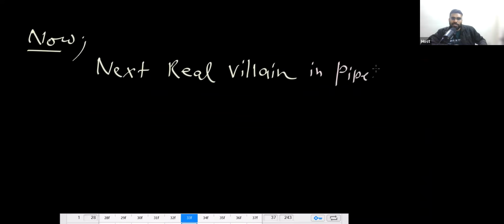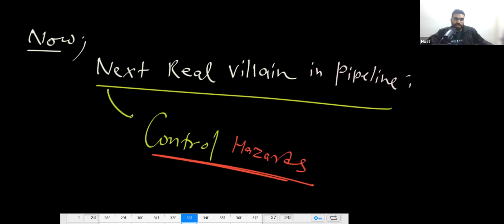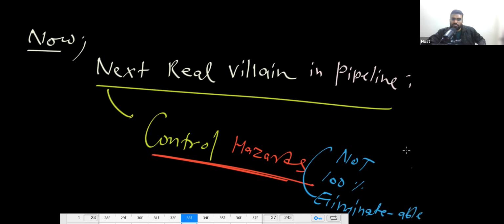Means these are not 100% eliminatable. Now the next real villain in the pipeline, who will come? And that is your control hazards. We will see that you can minimize them, but they are also not perfectly eliminatable. These are real villains. Again, you cannot eliminate them 100%. We will see that, don't worry. But you can minimize them. We will see the techniques.